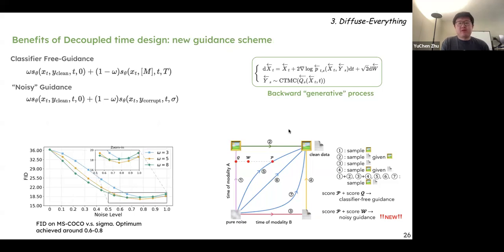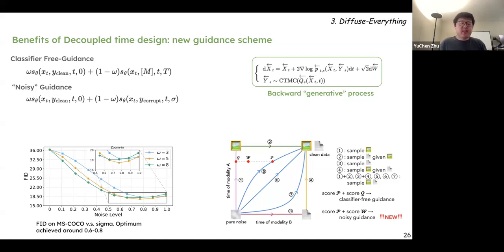Apart from flexible sampling, the decoupled design also gave a very interesting new guidance scheme. If you look at the classifier-free guidance that everyone's using, it essentially says that if we want to conditionally generate X given some condition, like text Y, you want to contrast your conditional score with the unconditional score, which is essentially equivalent to having no condition input in our setting.